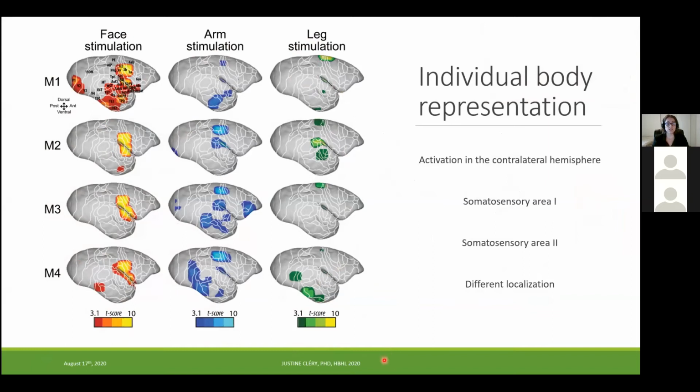Particularly, we found activation in S1 and S2. In S1, the face activation are found in the lateral part, the arm activation in the middle, and leg more in the medial part. In S2, face activation are found rostrally compared to the arm and leg activation. As the somatotopic organization looks similar across monkey, we then perform analysis at the group level.